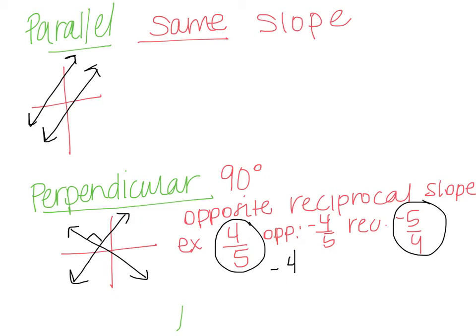What you should have done is said, okay, the opposite of negative 4 is a positive 4, and this is the same thing as 4 over 1. So the opposite reciprocal of negative 4 is positive 1/4. These two are opposite reciprocal.